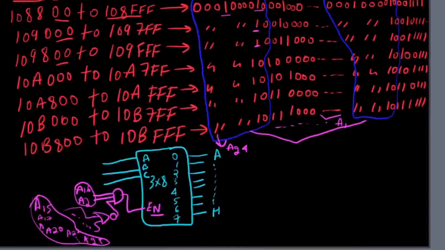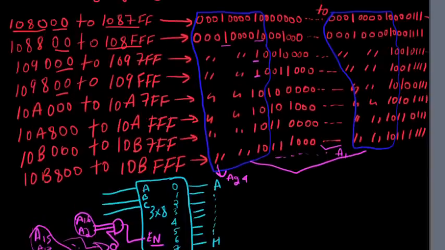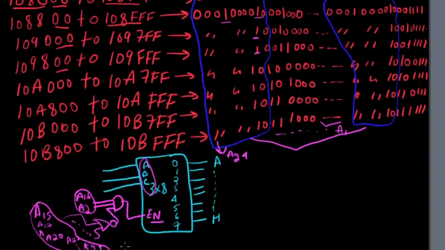Similarly, we do the same with the remaining address lines here. We need to know what these address lines are connected to. We've used up A24 all the way to A16. So from A24 to A16, they were used up for the enable. So now we carry on with the remaining ones. We can use a different color for this one.